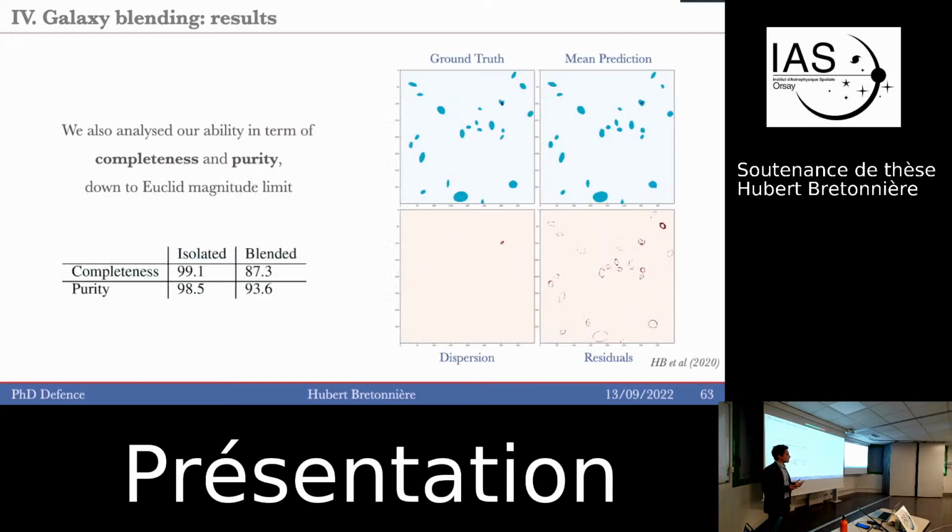So it's still ongoing work. What we have quantified about it is the completeness and purity, meaning that we've simulated large fields of galaxies and we pass them through our UNet, and we look at the completeness and the purity for isolated and blended objects. And you can see that we are basically able to detect all isolated galaxies with a very low amount of false positive detections. And for the blended, it's also quite high, knowing that we are simulating and testing up to the Euclid limit. So you can have very bright galaxies that are blended with very, very faint galaxies.